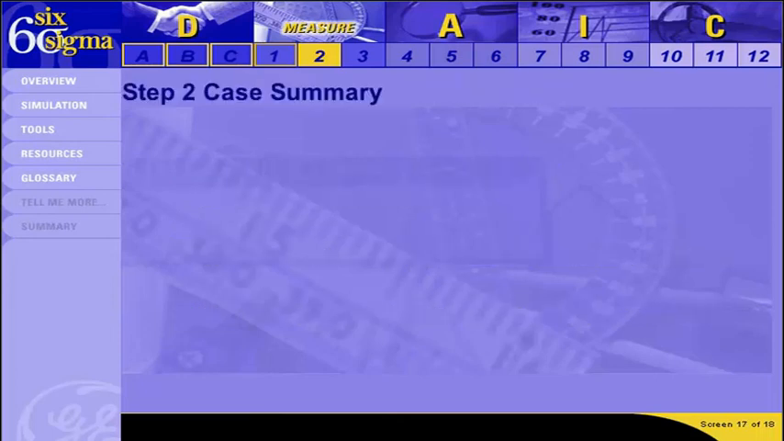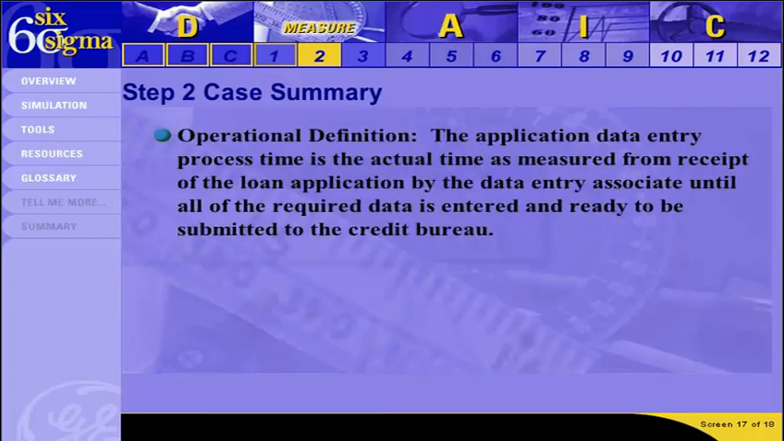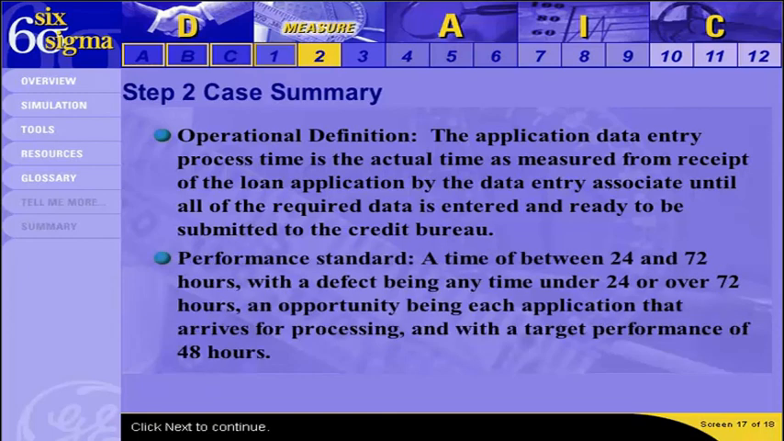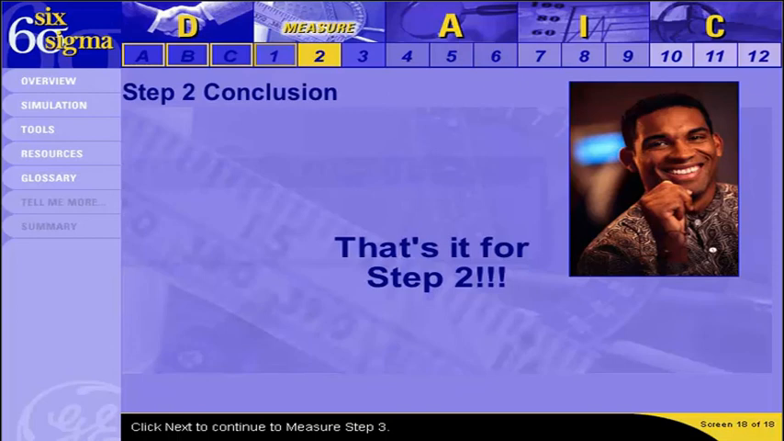So what we've learned about the loan application process in Step 2 of Measure is this. Our operational definition of the application data entry process time is the actual time from receipt of the loan application by the data entry associate until all of the required data is entered and ready to be submitted to the credit bureau. And our standard for performance of this process is a time of between 24 and 72 hours, with a defect being any time under 24 or over 72 hours, an opportunity being each application that arrives for processing, and with a target performance of 48 hours. Click Next to continue. We're at the end of Step 2, and now we know our project focus and have set a standard for its performance.